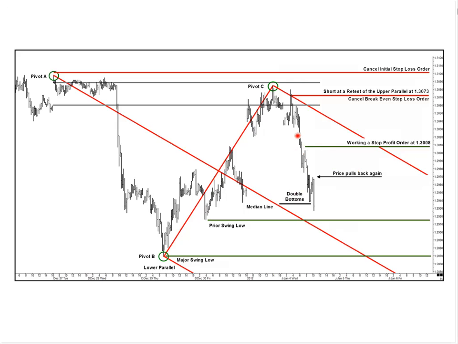One more time. Price comes down. There's our friend, double bottoms. Everybody's all excited about the double bottoms. We get a pullback on the double bottoms, and we make a new low. So good luck with that.